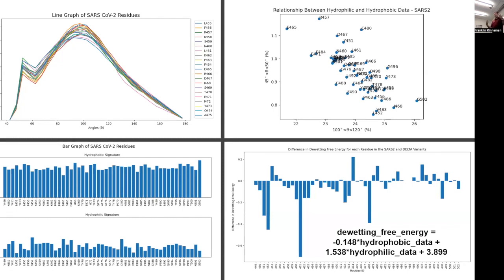These are some of the different kinds of graphs and visualizations. If you're curious later, I don't have time to go into all the details in this short presentation, but I can talk to you about some of them. The main ones I focused on were these two on the bottom, where I'm looking at the hydrophobic signature, what abundance of those hydrophobic angles are showing up, and then the hydrophilic, what abundance of the hydrophilic angles are showing up. Over there, we turned that data into de-wetting free energy and could subtract SARS minus the other variant to see which one was more hydrophobic and hydrophilic by subtracting those values.